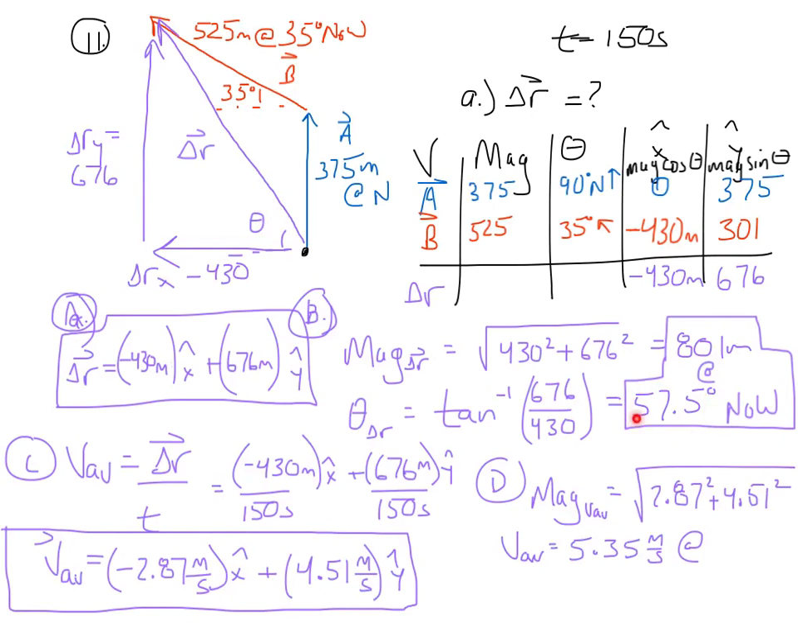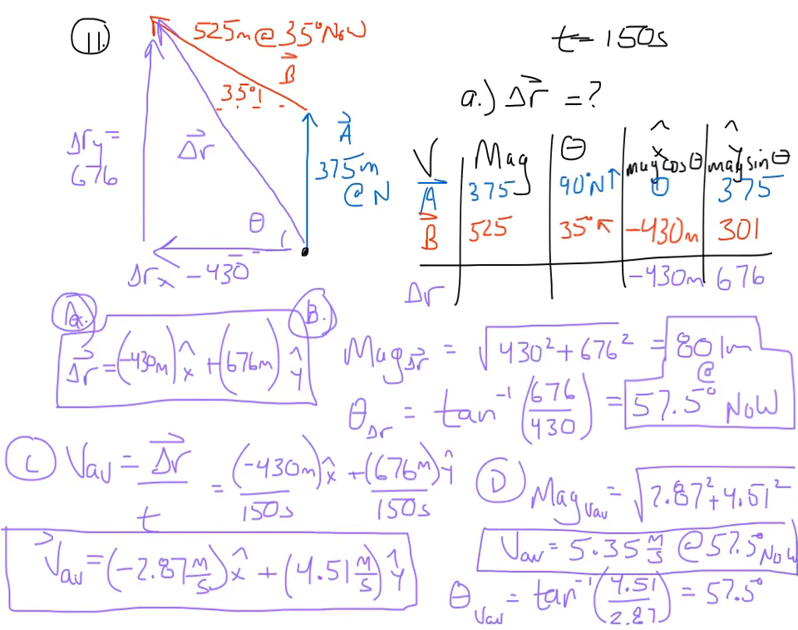All right, how do we get our direction? For the direction of average velocity, we take the inverse tangent of the y over the x. That's 4.51 divided by 2.87. Inverse tangent of 4.51 divided by 2.87. I get 57.5 degrees. We have a negative x and a positive y, so it's going to be 57.5 degrees north of west, just like the displacement.